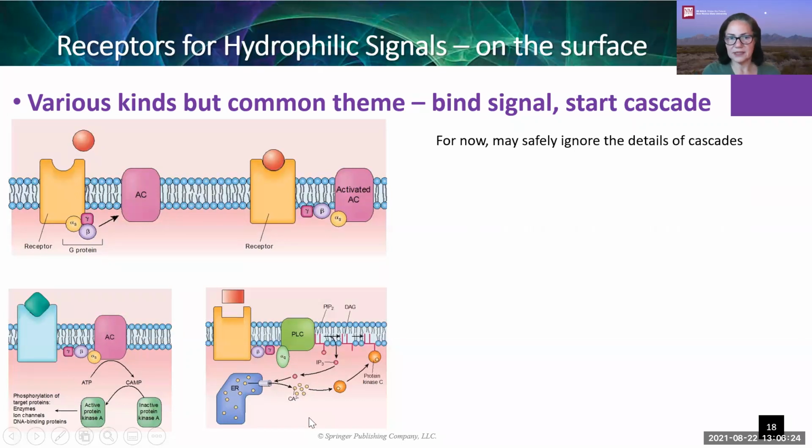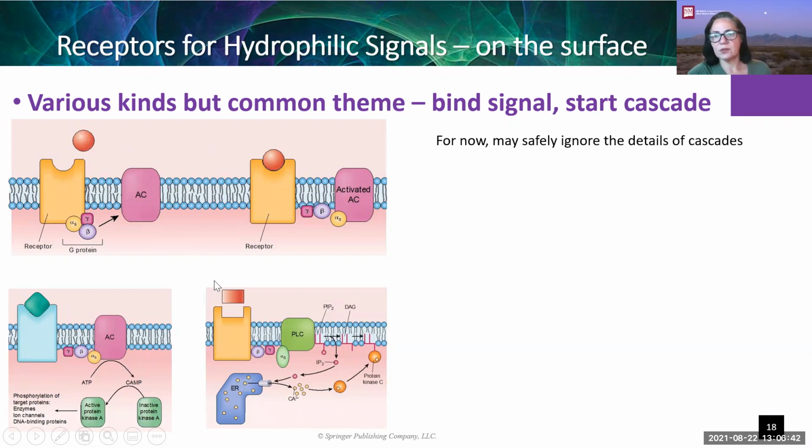My point here is what they all have in common is that we have a signal that's outside of the cell that cannot pass through the membrane, but we want an effect that's inside the membrane. And the way we get that effect is by stimulating a receptor and triggering this cascade of reactions.